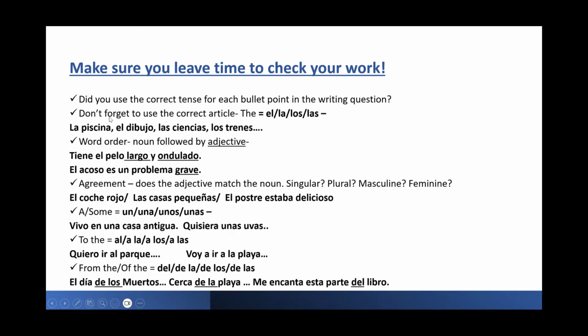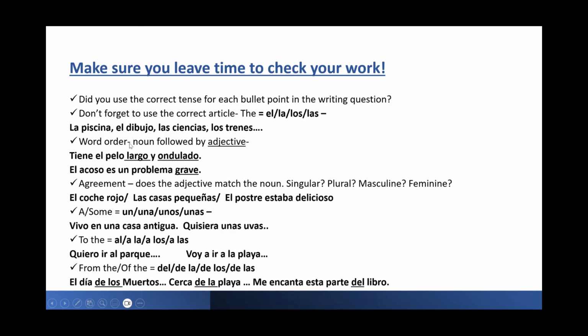Normally, if nouns end in a, they tend to be feminine. There are some exceptions to the rule. In o, they are masculine. And then obviously las ciencias, if it ends in s, it's plural. So add las or los, yeah? Las ciencias, los trenes. Again, word order, make sure that you follow, the noun is followed by the adjective.